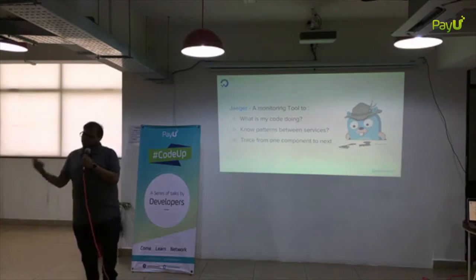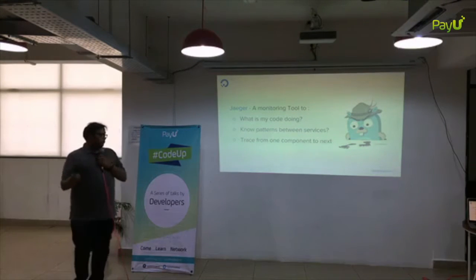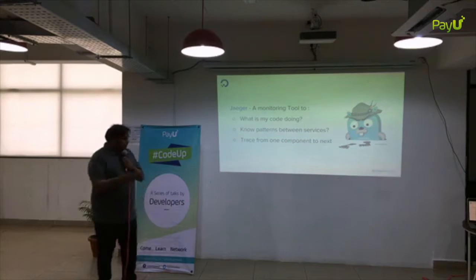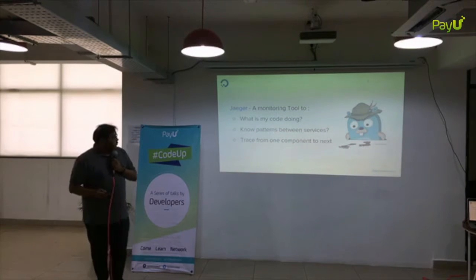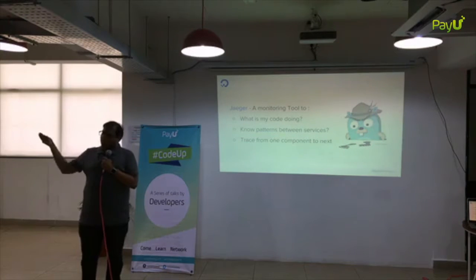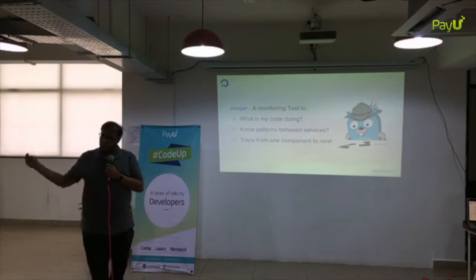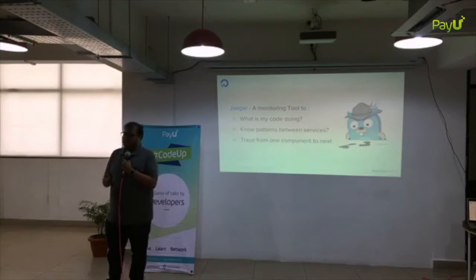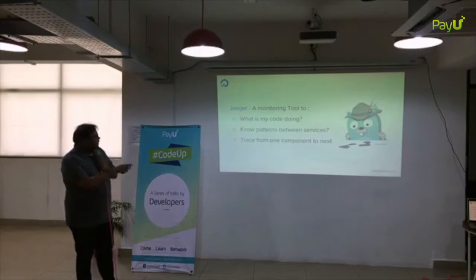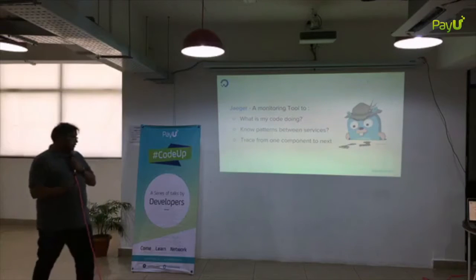So Jaeger is built on this standard, and it's pretty simple. What it does is make sure you know what your code is doing for each request. Not a bunch of requests coming in and stuff like that, but each request. You'll see a demo of that, and of course, it tells you the pattern between these services.